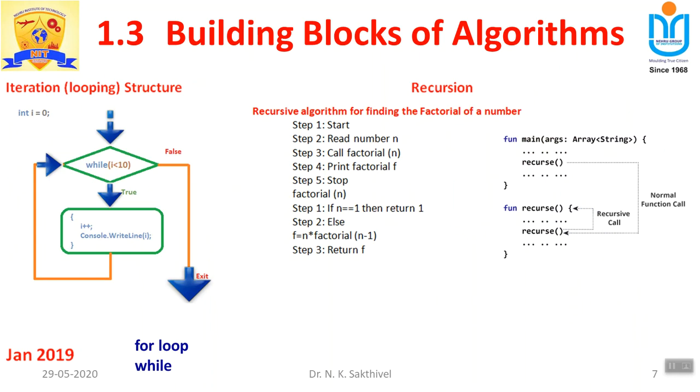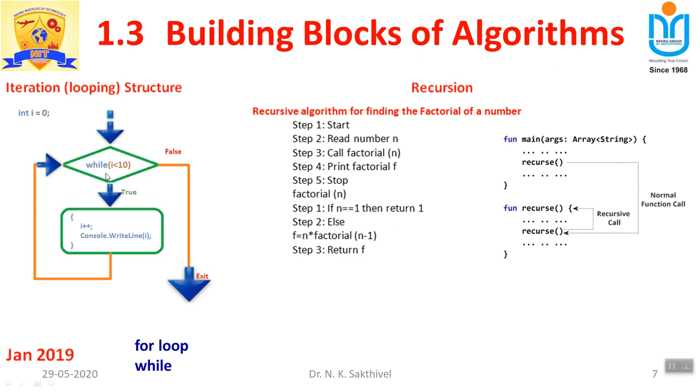Iteration, as I already told you, means a set of instructions is executed a number of times until the condition is no longer satisfied. According to this flow chart, let us consider i equal to 1. The condition is true, so this set will be executed. Then i is incremented. Now i equals 2, the condition is true, the set is executed. Now i equals 3 after executing this one. Like this, this block will be executed 10 times.